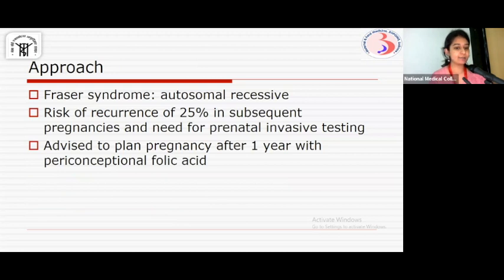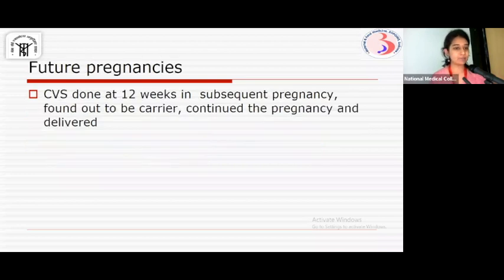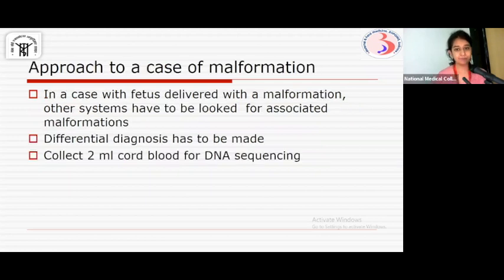So we advised the patient to plan pregnancy after 1 year, with preconception folic acid. In the next pregnancy, we did chorionic villus sampling at 12 weeks, and that baby was found to be unaffected. So we continued the pregnancy, and she delivered a normal baby.